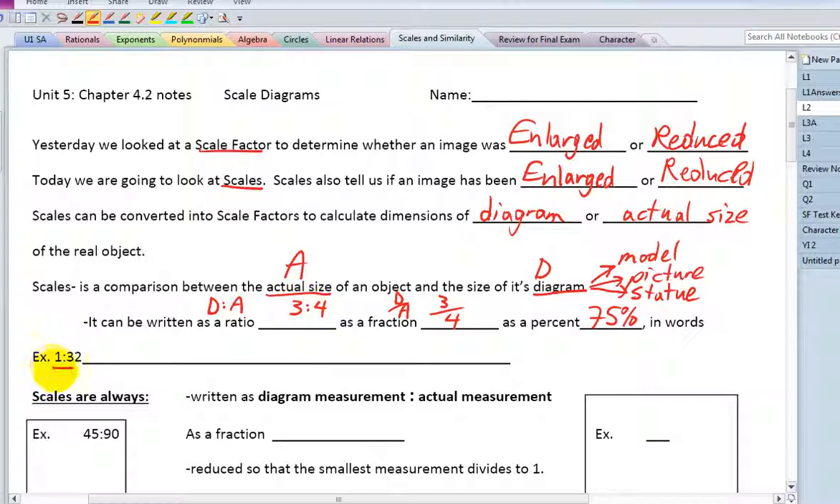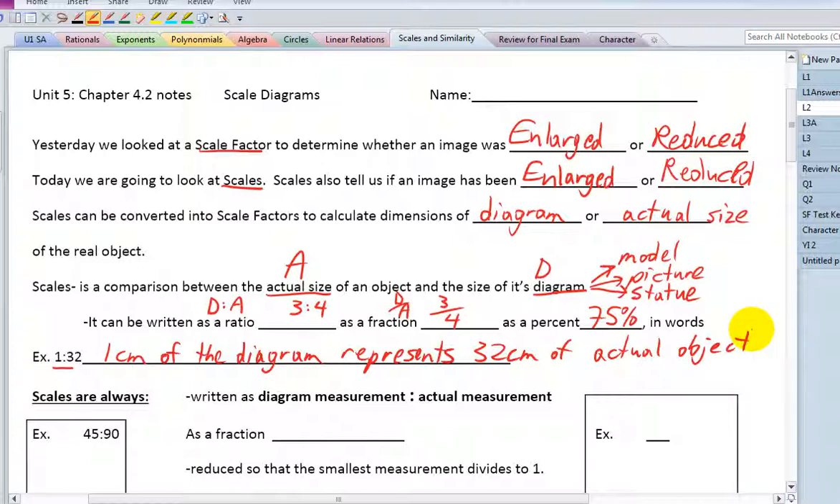Now if we have a ratio of 1 to 32, that means 1 centimeter of the diagram, or model, or picture, represents 32 centimeters of the actual object. So 1 to 32 is telling us that the diagram is a lot smaller than the actual object. It has 32 centimeters for only 1 centimeter of the diagram.